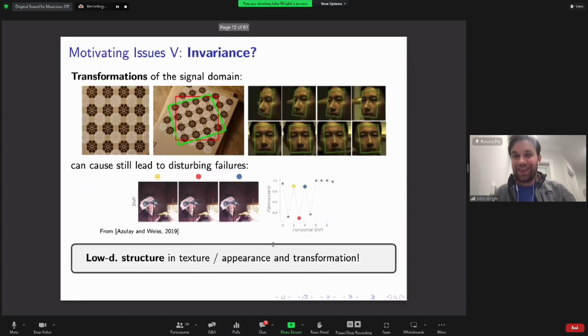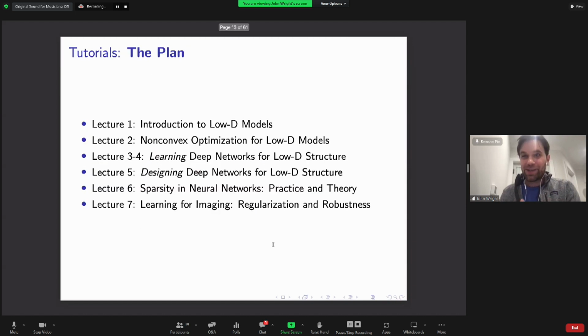Okay, so that's a mouthful, right? We have at least 5, what I would argue, pretty important motivations for looking at low-dimensional models and their interactions with deep networks. We're going to walk through this at a somewhat leisurely pace across the 7 tutorial lectures. Again, the goal of this lecture is just to introduce a few of the basic models. We'll talk a little bit about sparse and low-rank models and how they can be combined in interesting ways. Then in the next lecture, we'll talk about computation, in particular, non-convex optimization for low-dimensional models.